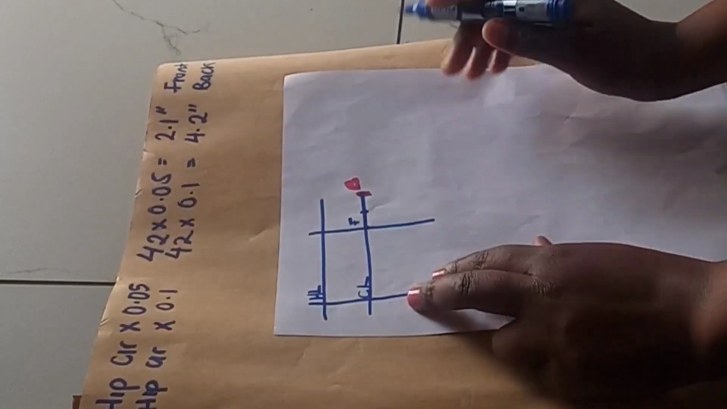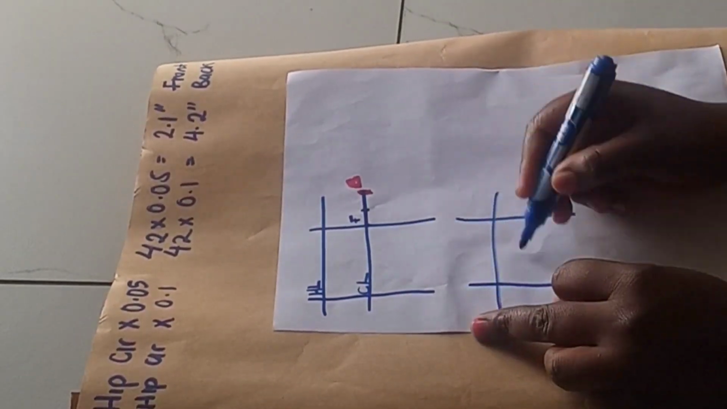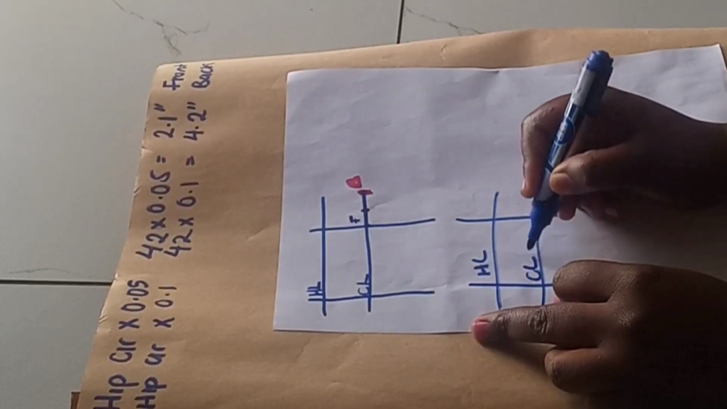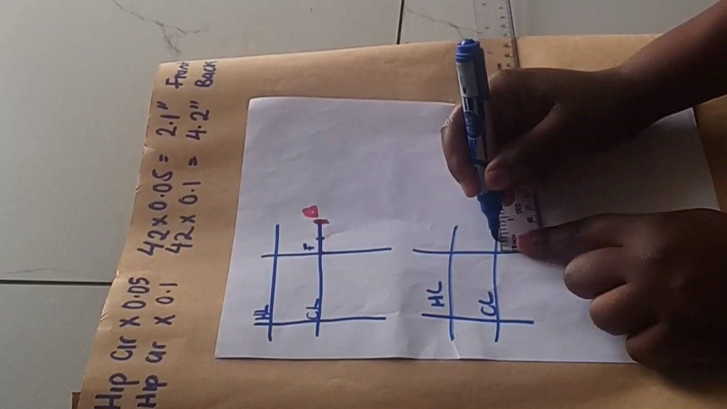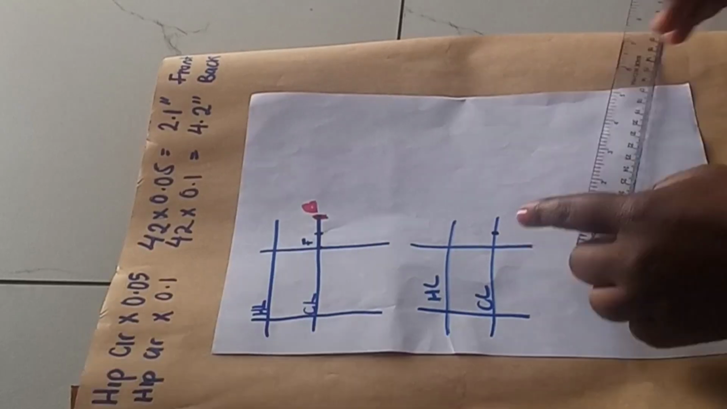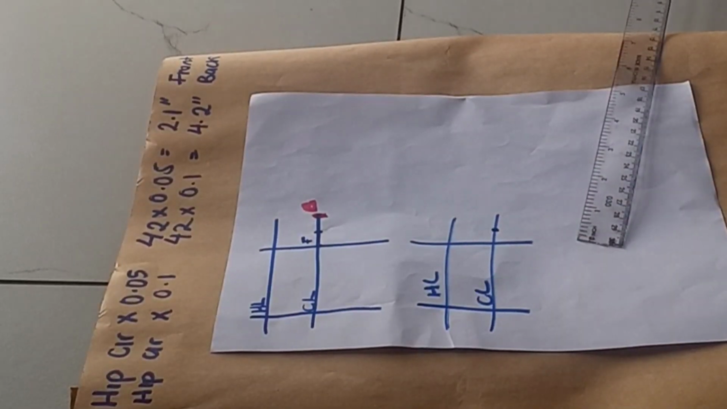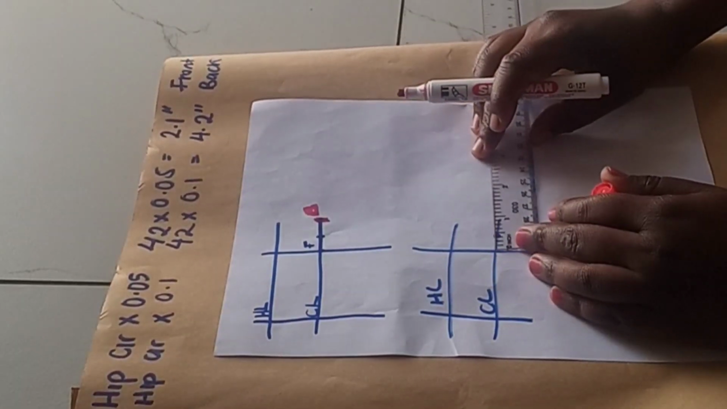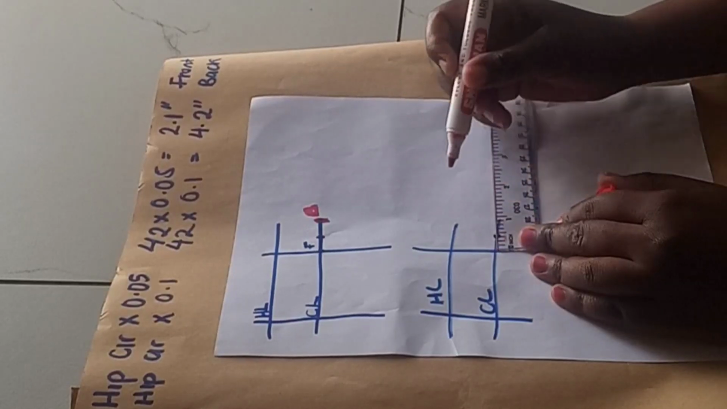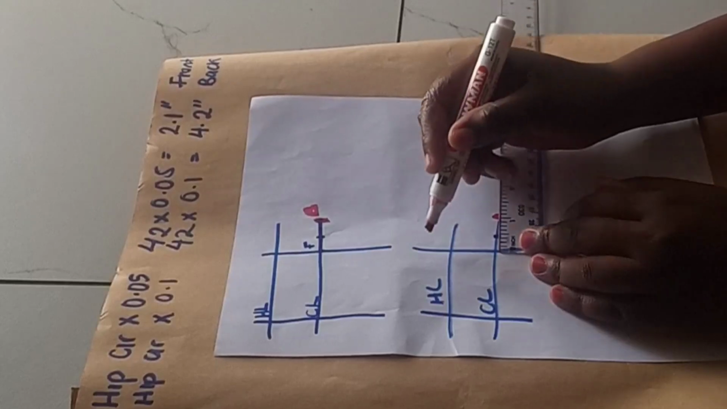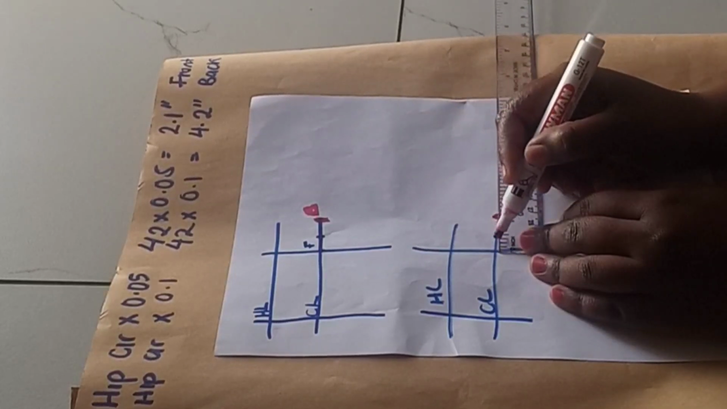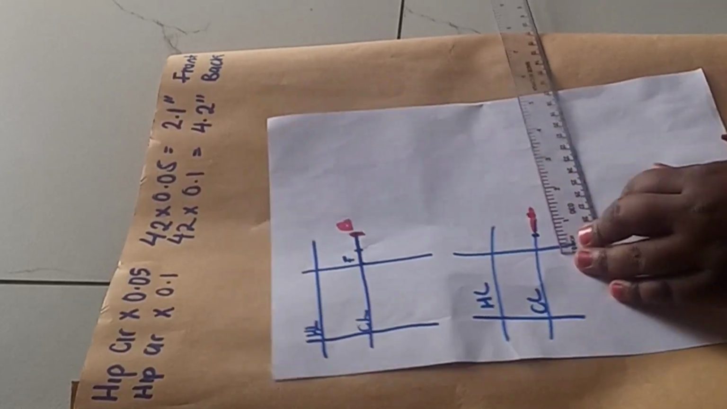So as you can see here, this is already a larger number, of which you can do the same. You add 2.1 for the front, then when adding 4.2 inches for the back, guys, you need to get it from here up to here. Okay, you get it from this line up to here, the 4.2 inches.